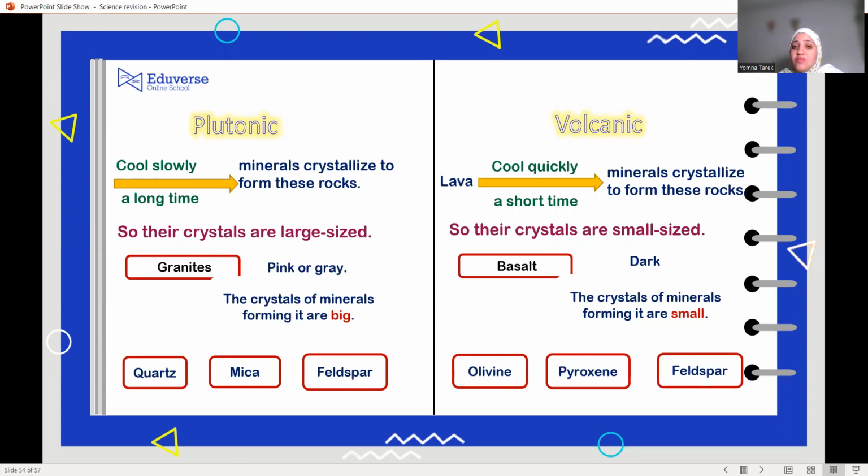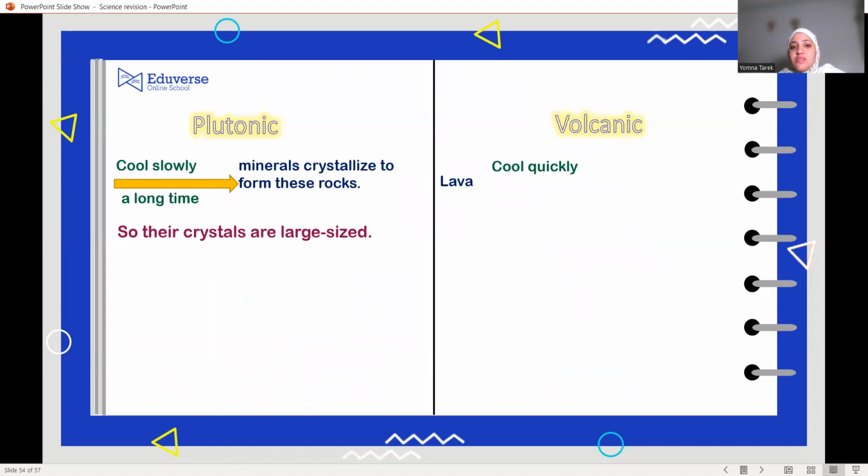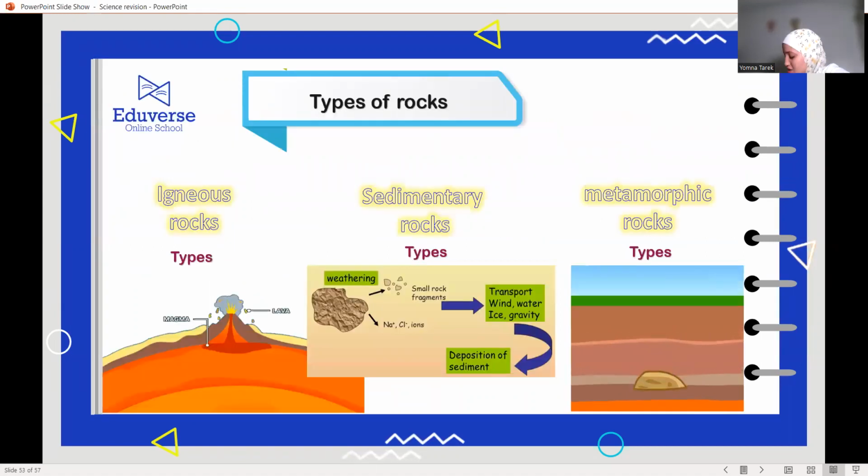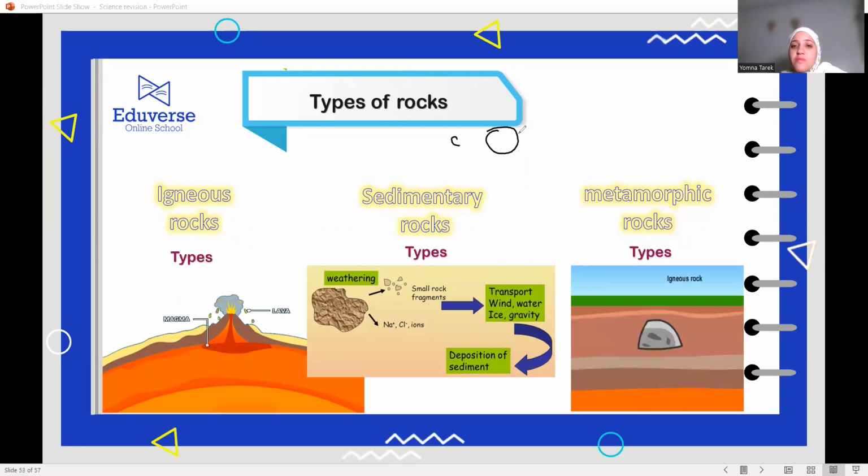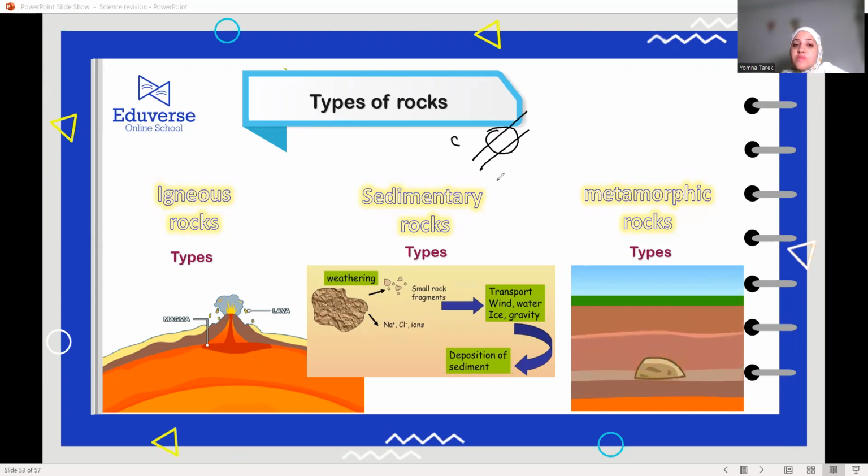Now let's talk about the sedimentary rocks. How do sedimentary rocks happen? Let's go back to the previous slide. Sedimentary rocks happen when we have rocks. This is a big rock, and because of weathering through water or wind or anything, it is divided into different pieces. So now they are different pieces.